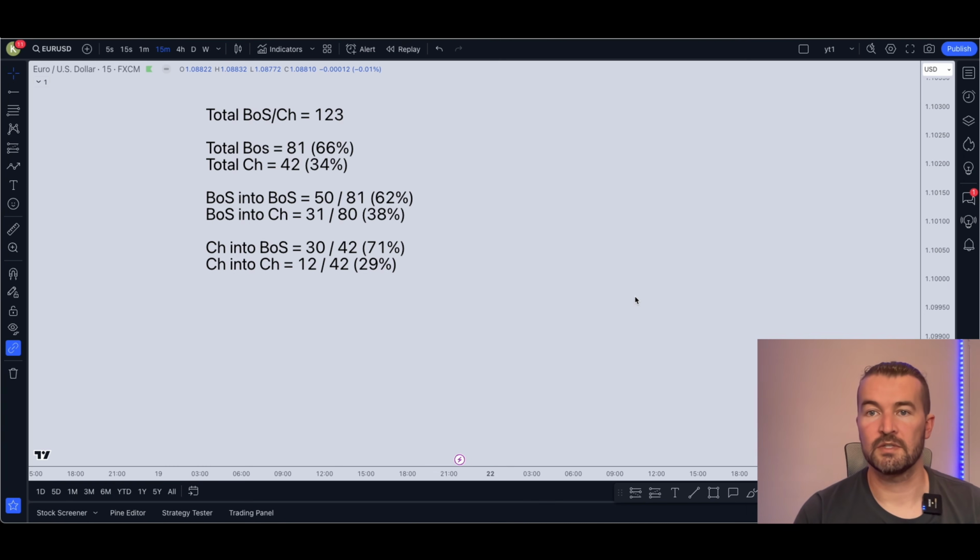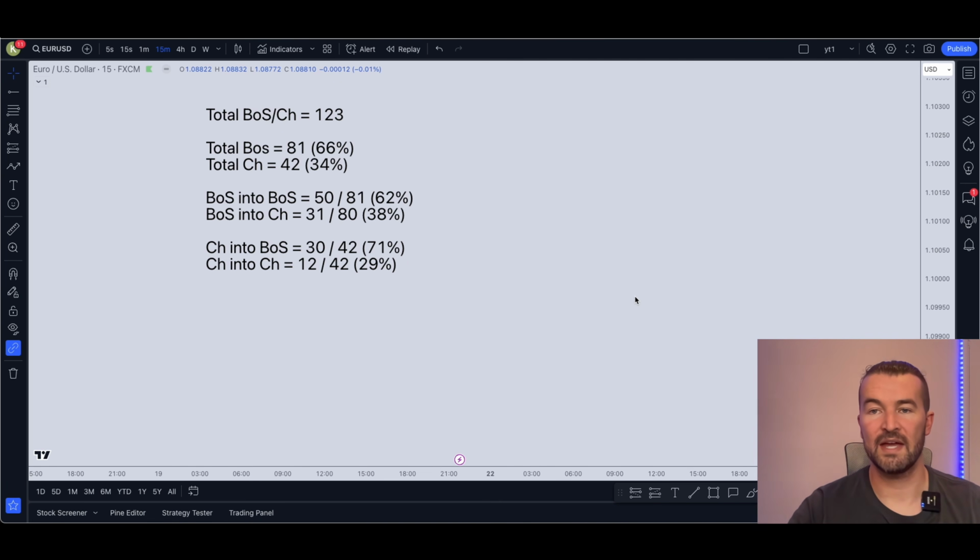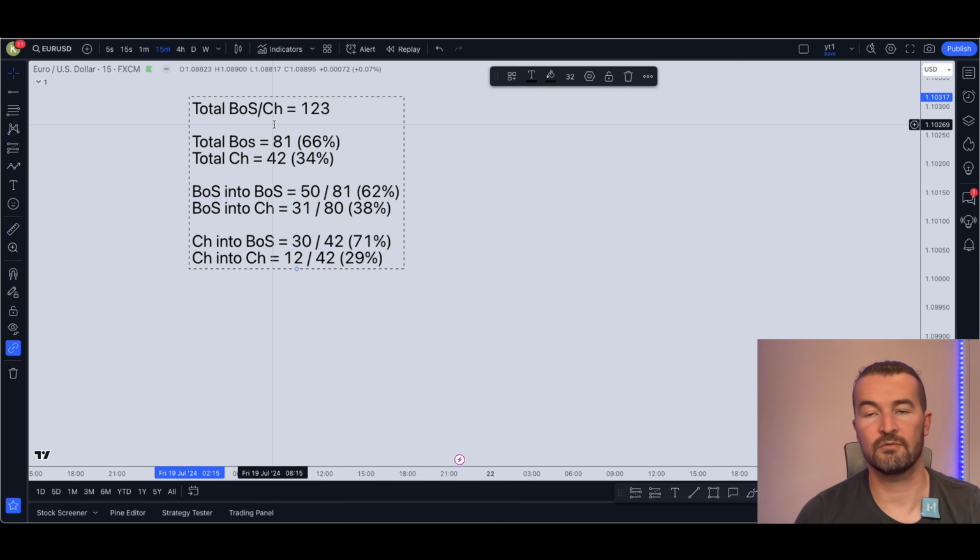Now looking at the results for the standard SMC structure of using BOS and CHOCH on the H4, these results were gathered from between January 1st, 2023 to August the 12th, 2023. So in total, there should have been 123 BOSs or CHOCHs on the H4. Now the total BOS was 81 times, the total CHOCH was 42 times. So it was 66 and 34.